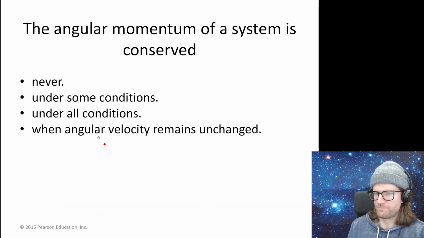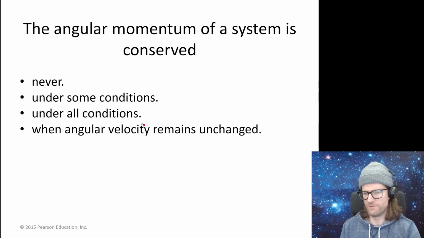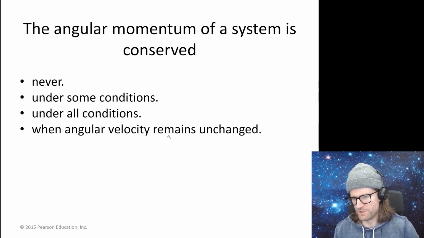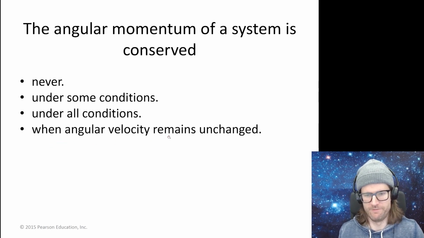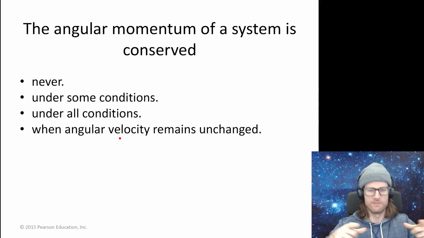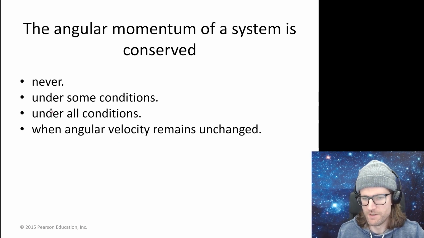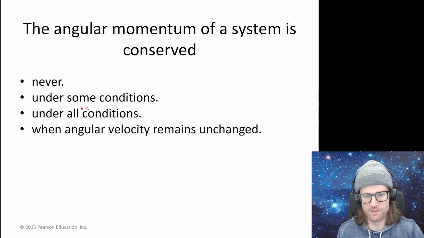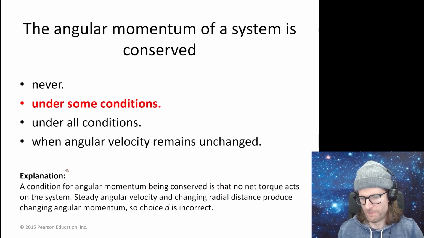The angular momentum of a system is conserved. Never? That sounds wrong. Under some conditions, that sounds good. Under all conditions, that's not true. If there are external torques, then it's not conserved. When angular velocity remains unchanged, that's not quite right, because we can change other things to change angular momentum. I think it's under some conditions, and those conditions are about external torques.